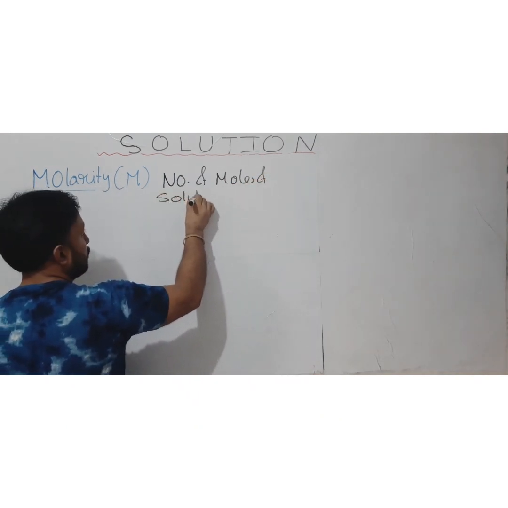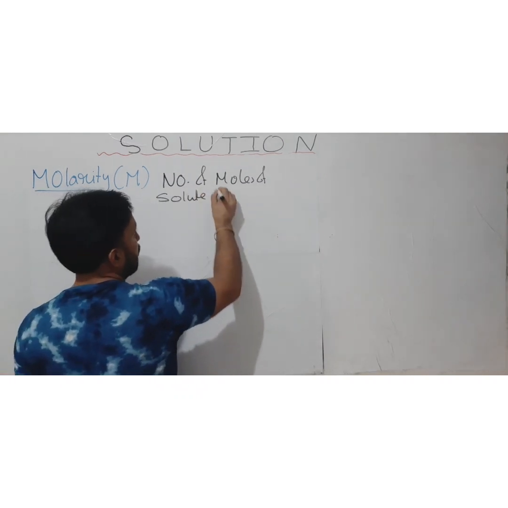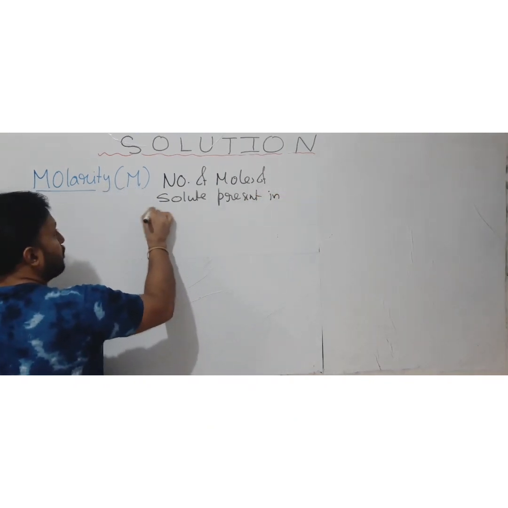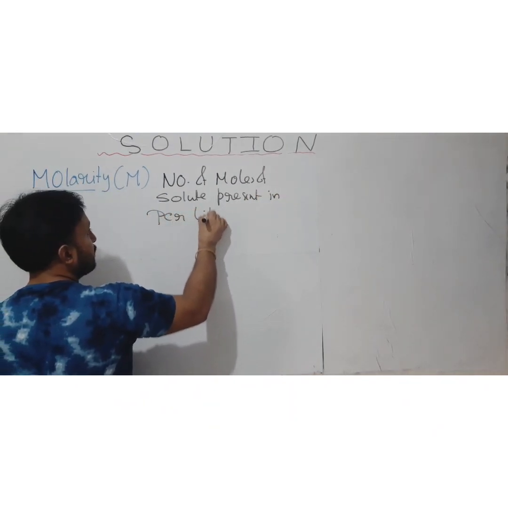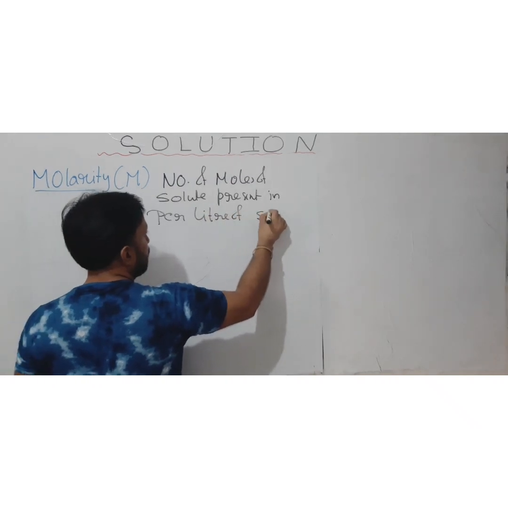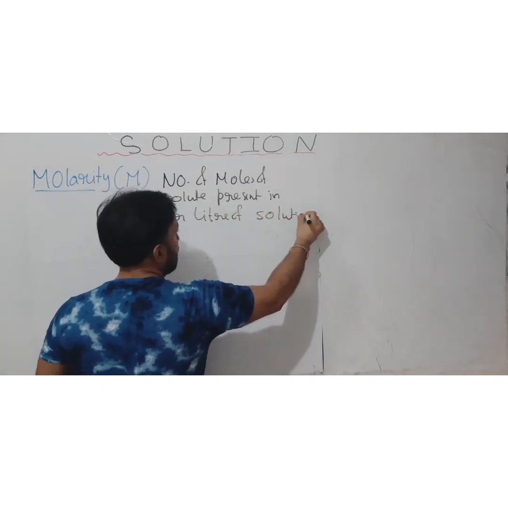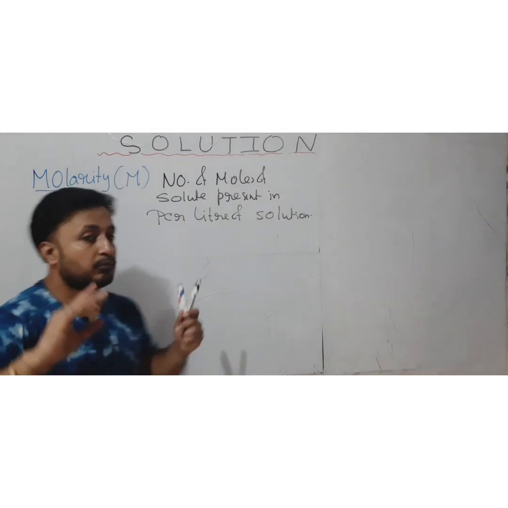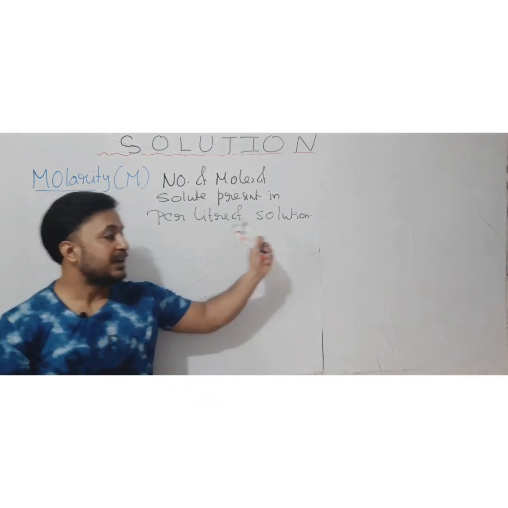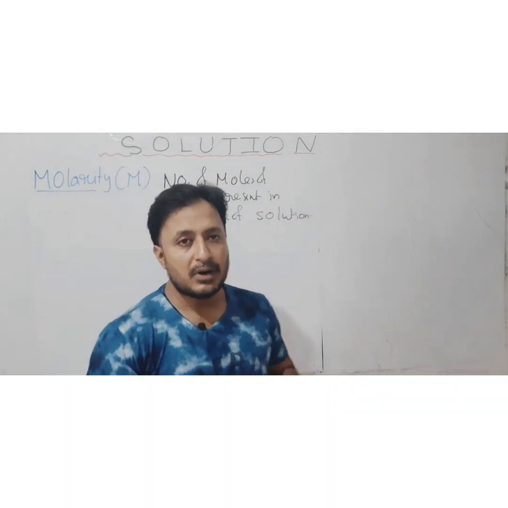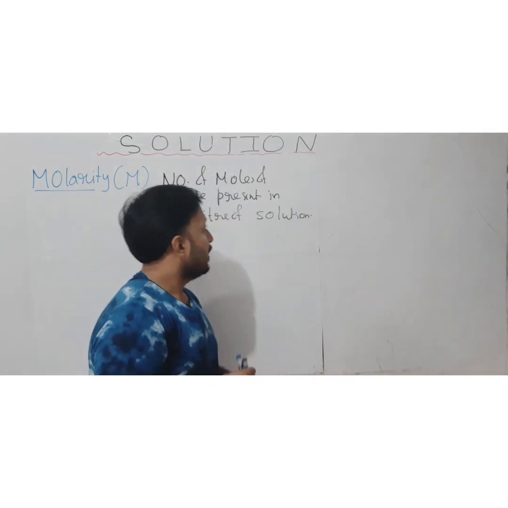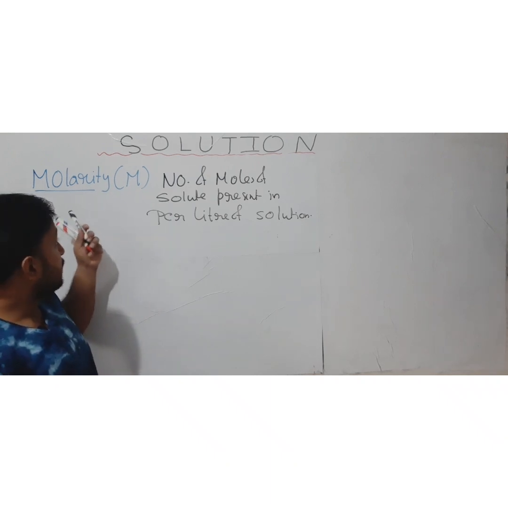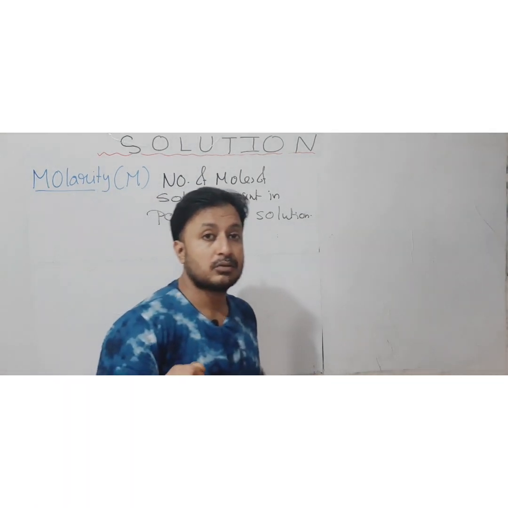solute present in per liter of solution. Whatever the number of moles of solute present in per liter of solution, that is known as molarity. And mostly the numericals based on molarity used to come. It is the best way to measure. Generally we use this molarity to measure the concentration of the solution in the labs.